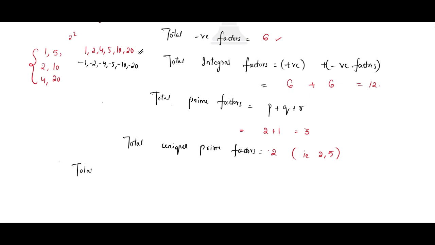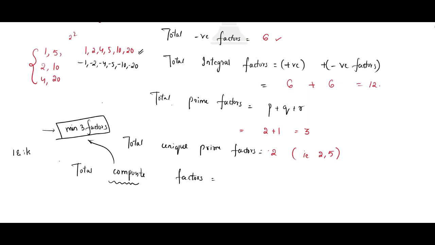See here, total composite factors. As you already know, what are composite numbers? The numbers which have a minimum of 3 factors. Remember, a minimum of 3 factors are composite factors. So they don't need to be prime factors, because for prime numbers the factors are one and itself, right? But for composite factors, there should be a minimum of 3 factors.